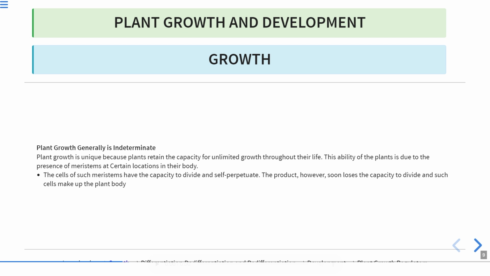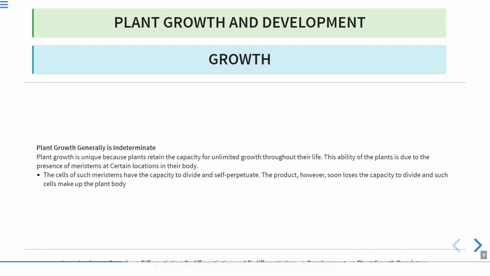Plant growth generally is indeterminate, meaning it is not predetermined. Plant growth is unique because plants retain the capacity for unlimited growth throughout their life. In the case of plants, you see growth throughout their life. This ability of the plant is due to the presence of meristematic tissue at certain locations in their body.